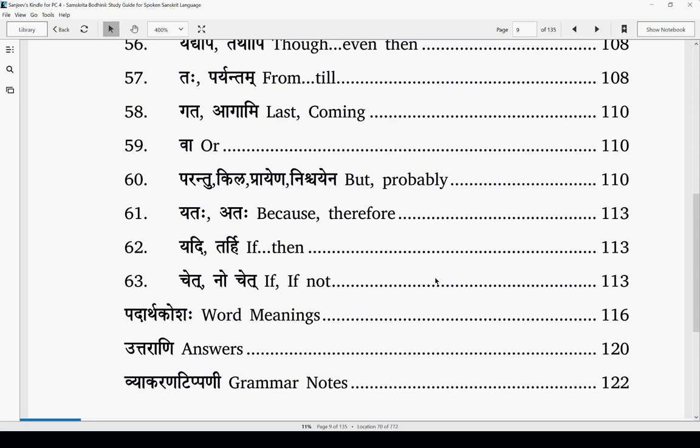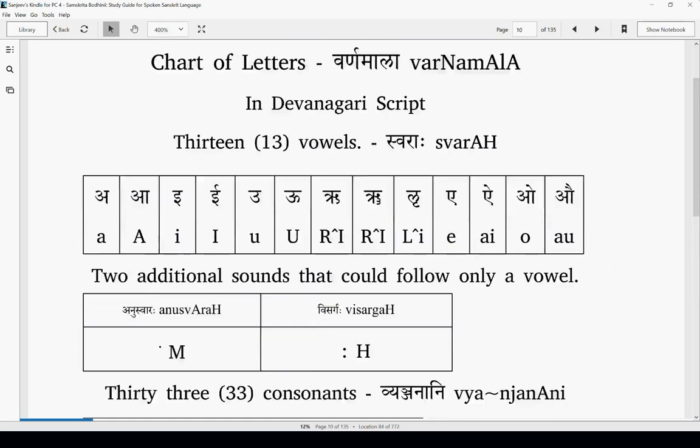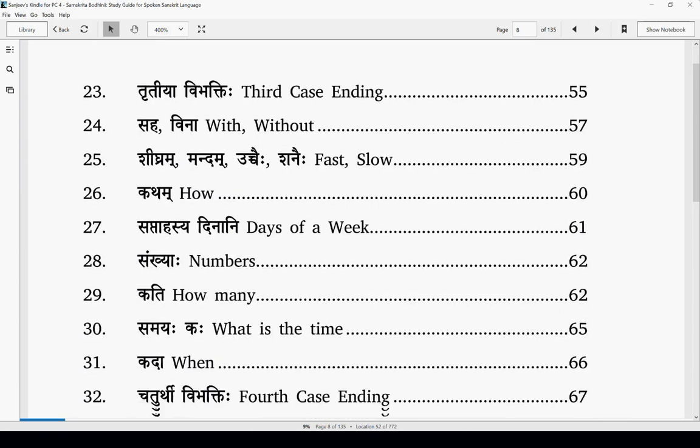Or you can just say vrukshaha na phalati. Yadi rushti bhavati, vrukshaha phalati. Or just chet rushti bhavati chet vrukshaha phalati. No chet vrukshaha na phalati. So these are some examples here.